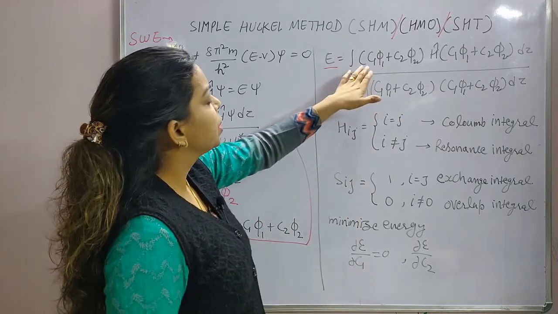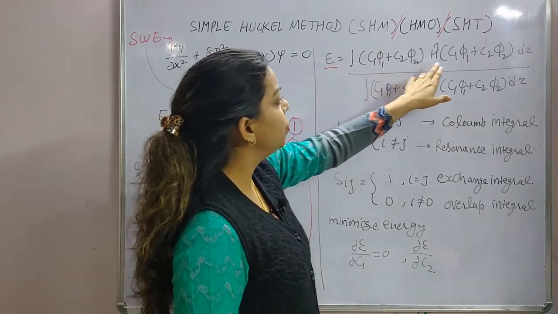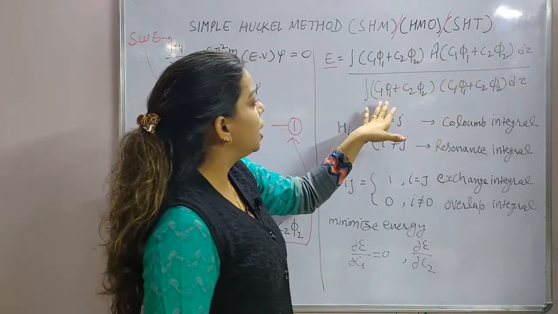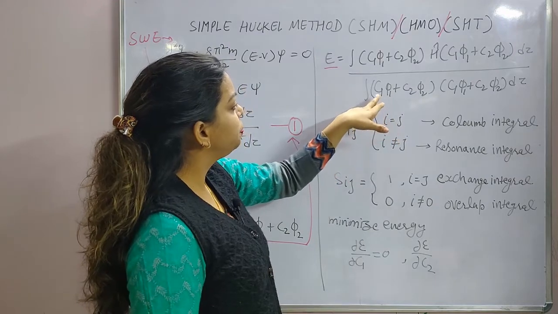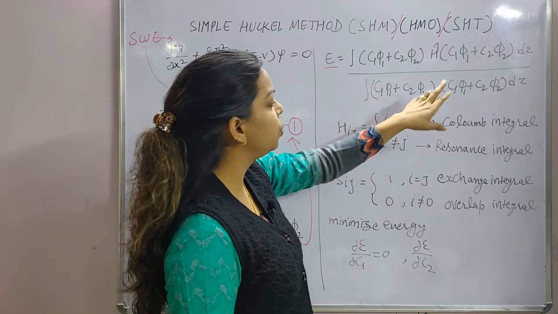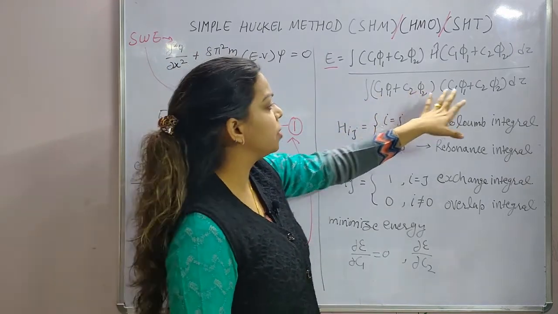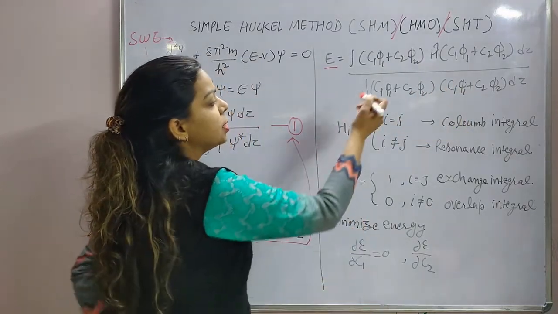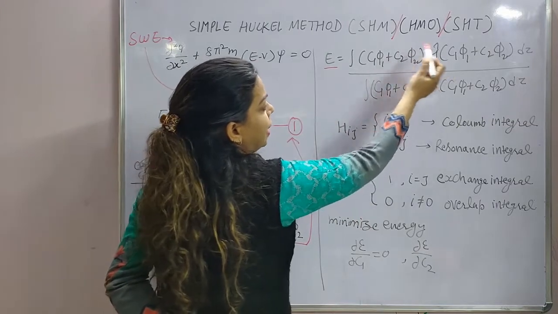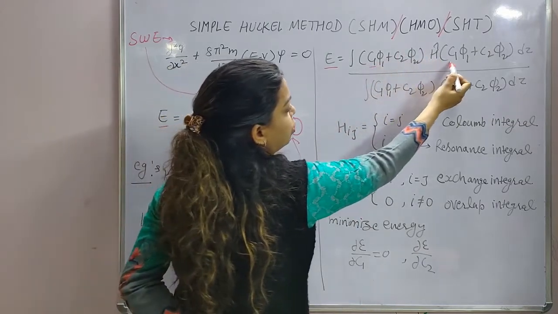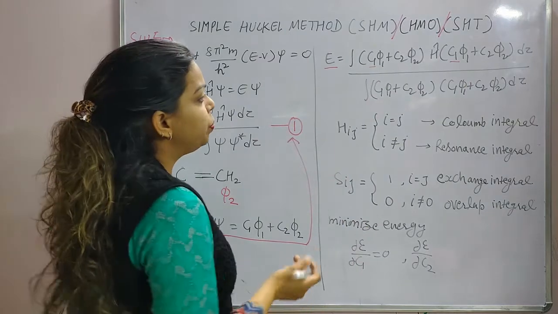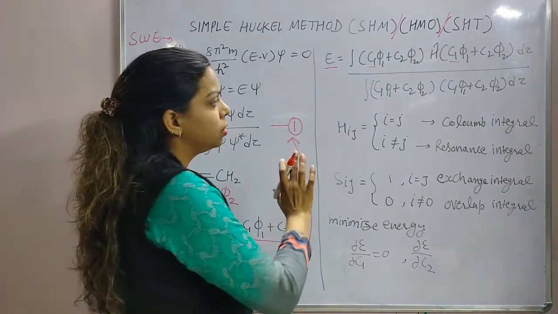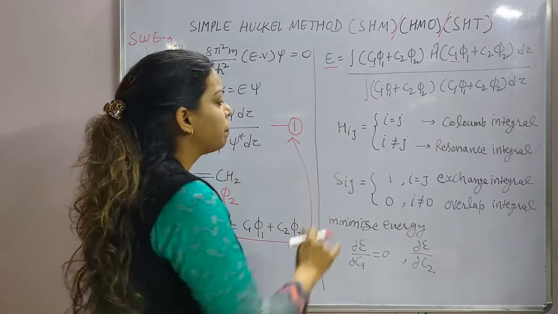What we get is the energy expression: in the numerator, C1 phi 1 plus C2 phi 2, the Hamiltonian operator, then C1 phi 1 plus C2 phi 2; and in the denominator, the same wave function C1 phi 1 plus C2 phi 2 without the Hamiltonian operator. When you substitute these values, the next step is to multiply these terms inside and take the coefficients outside. Please revise these steps once again so that you will be able to do all these arrangements.